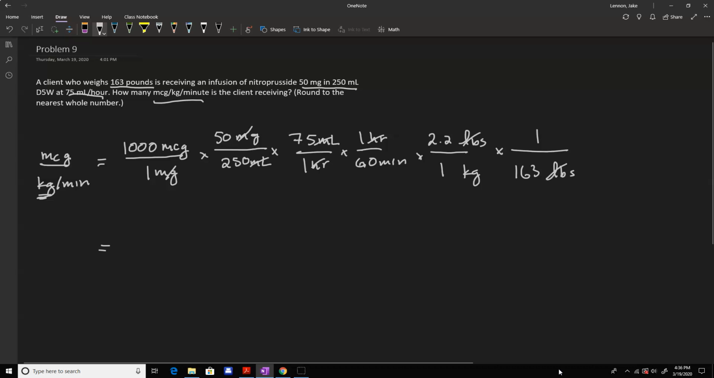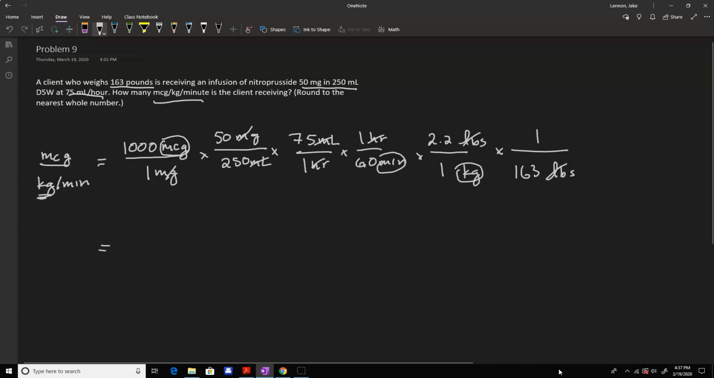And if you figure that out, now if you circle the units that are left, we've got micrograms on top, we've got minutes on bottom, and we've got kilograms on bottom. So we know that we have matched exactly the original units. So then we want to multiply across. So 1,000 times 50 times 75 times 2.2.